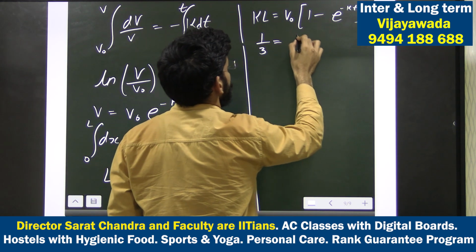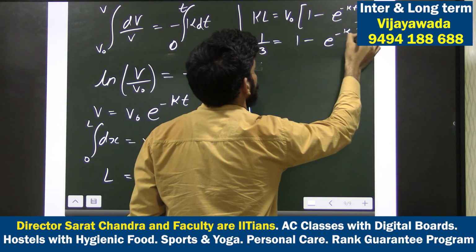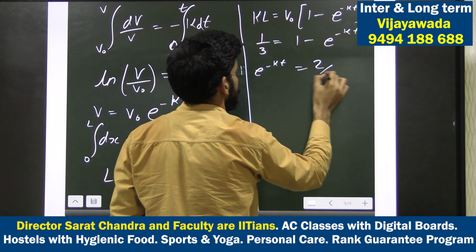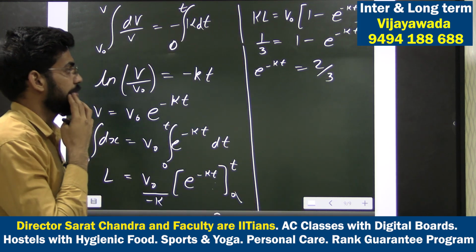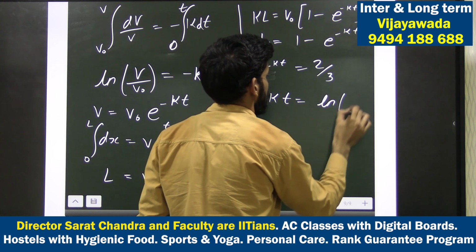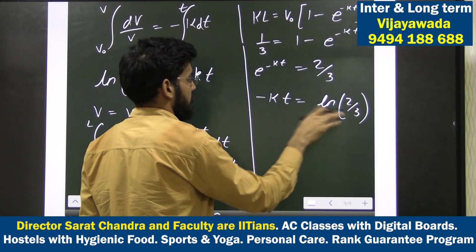And this side how much remaining? 1 minus e raised to power minus kt. So take this e raised to power minus kt this side. And this is 2 by 3. Okay. Take ln both sides. So you can say minus kt is equals to ln of 2 by 3. Okay. Minus that side, k that side.